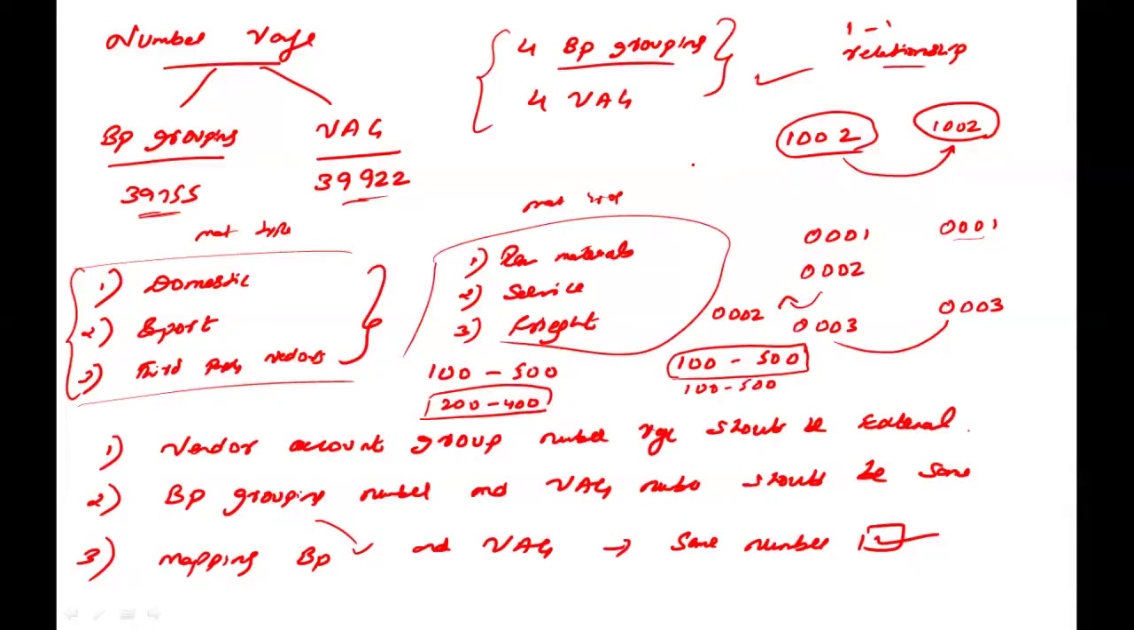Sir, why do we want to group vendor account and business partner number ranges the same, sir? Tell me why you are grouping material master. Why do we have material type?